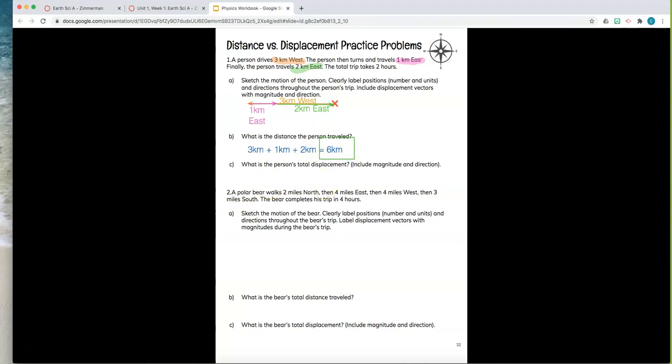And then the next question asks, what is the person's total displacement? Since we started and stopped in the exact same location, our place didn't change. The total displacement is going to be 0 kilometers. Didn't go anywhere. Didn't end up anywhere different than where I started. So therefore, it's the same. So it's 0.